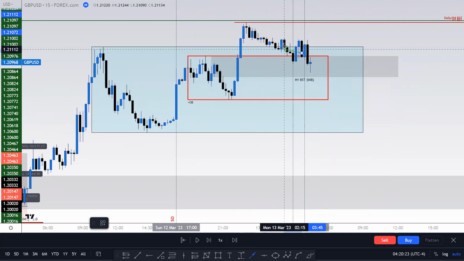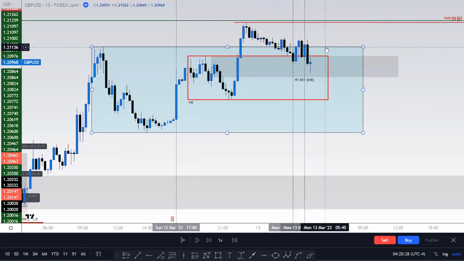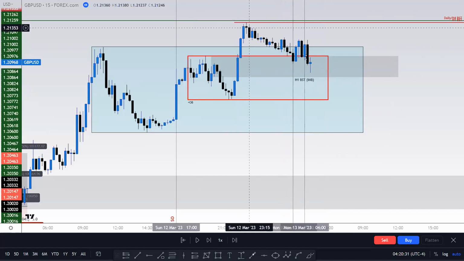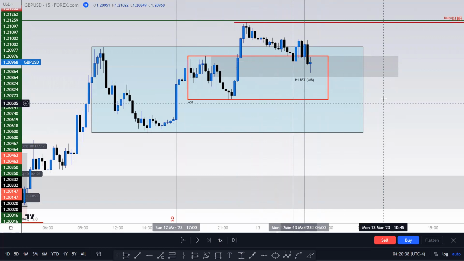For two reasons. The first reason is because the daily is still predominantly bullish. We've seen 2 sessions of rise. The second reason is because price is trading into the bullish order block. So the bullish order block is this red box, right, at the beginning of the session.